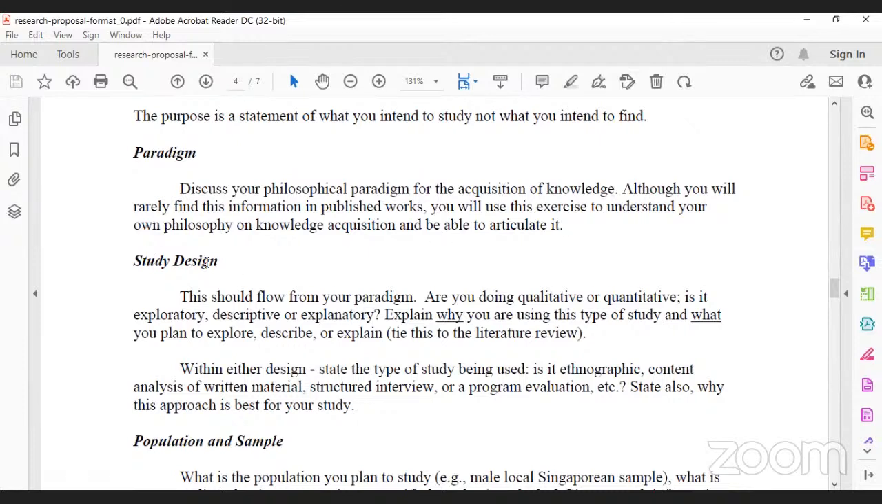design. So the next is your research study design, that should flow from your paradigm. So definitely the two things are connected with each other. Are you doing a qualitative or quantitative study? Is it exploratory? Is it descriptive? Or is it explanatory? And why? If you're mentioning it, then you should be able to defend.